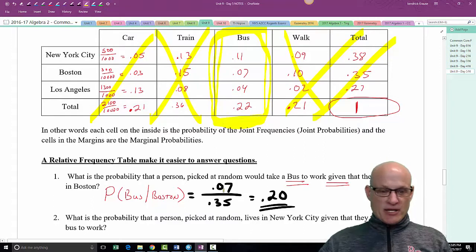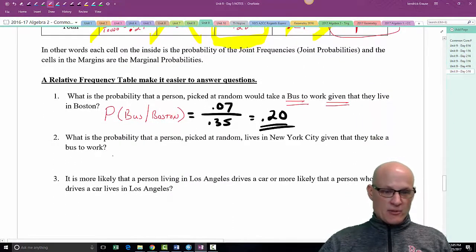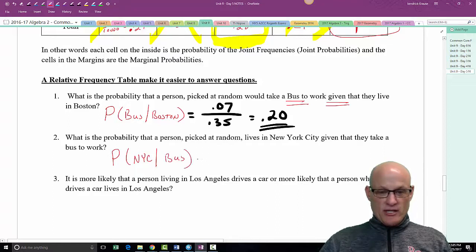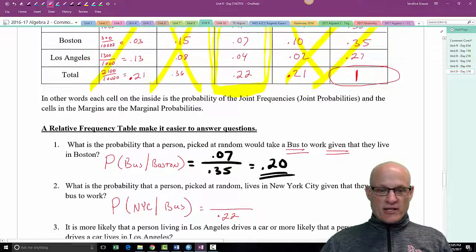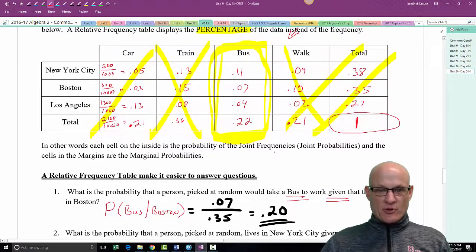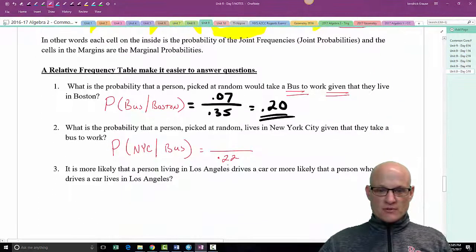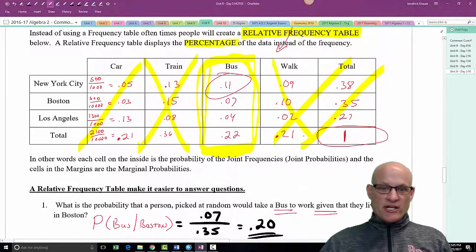Now, given that I take a bus, let me write this out for you. It is the probability that they live in New York City given that they take a bus. So my new denominator is bus, and bus is 0.22. Now, what is the probability, if I'm only in the bus column, that I'm from New York City? That would be 0.11. And I hope you all know 0.11 divided by 0.22 is just 50%. There is a 50% chance, if you take a bus to work, that you're from New York City.